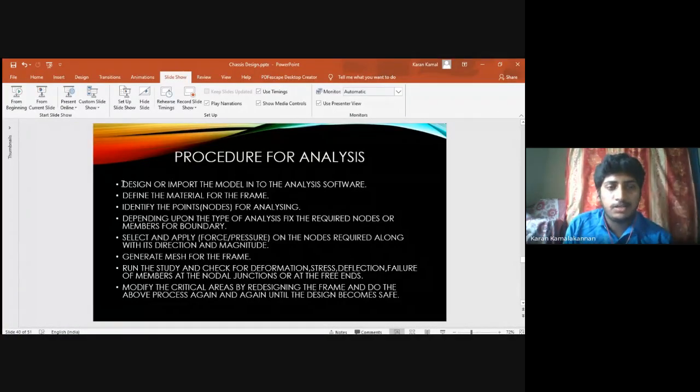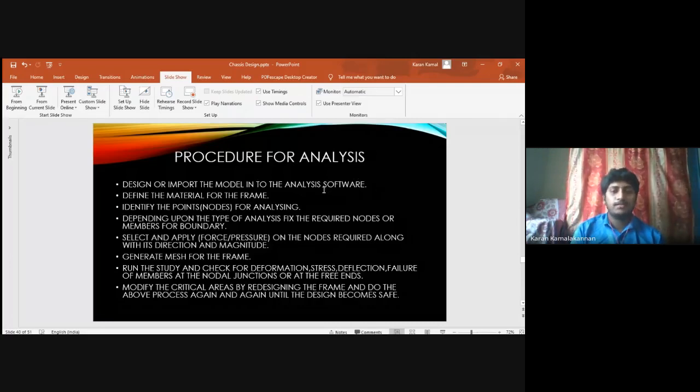What are the things that you should be considering for the analysis? Yes, design or import the model. First, you will be modeling in some CAD software and importing it into ANSYS or any similar analysis software. Next, we will be defining the material for the frame, what kind of material we will be using for the analysis, and identifying the points or the nodes where we will be giving the loads.